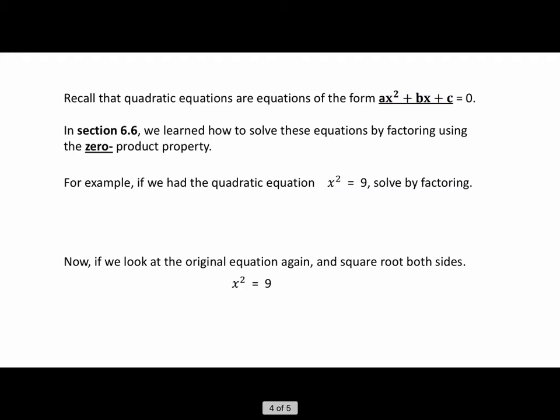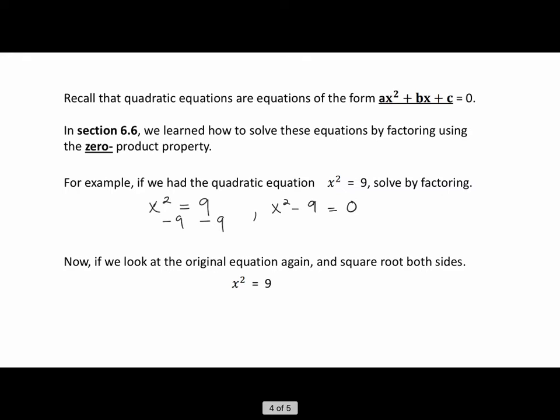For example, if we had the quadratic equation x squared equals 9 and we wanted to solve by factoring, the first thing that we would do is get 0 on one side. So I'm going to subtract 9 from both sides of the equation, so that on the left side, x squared minus 9 equals, on the right side, 0.